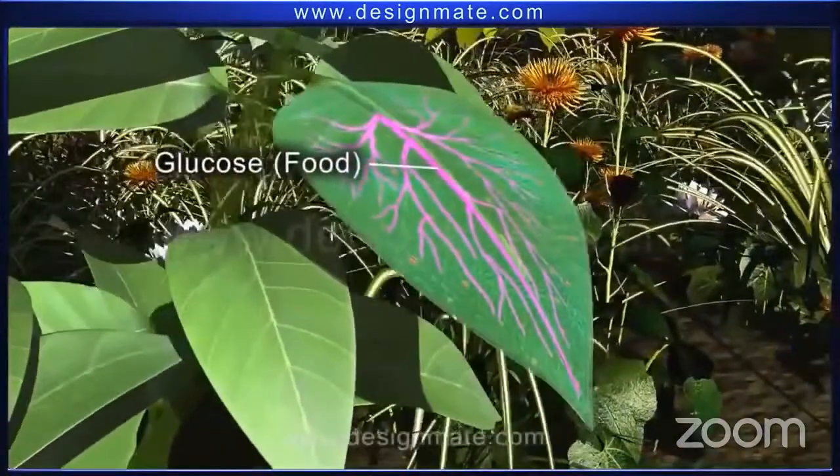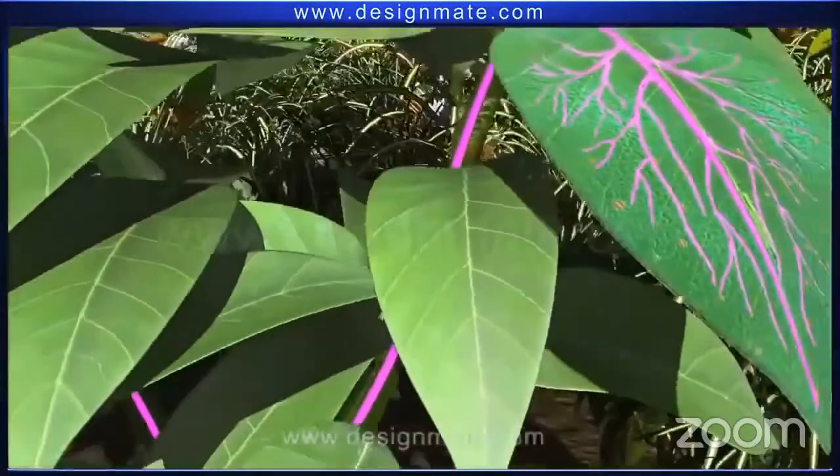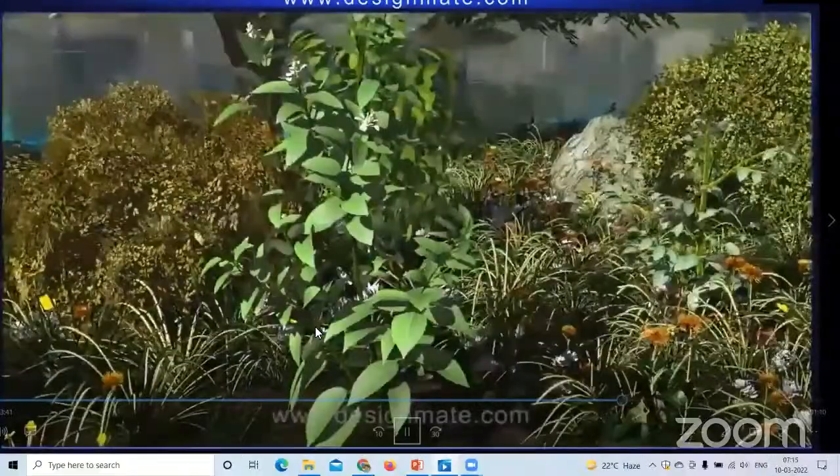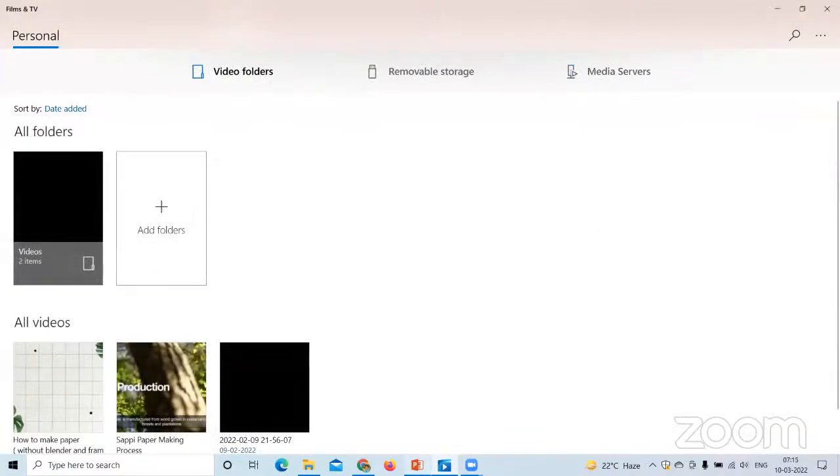The food prepared in the leaves is transported to various parts through the tubes. This is how the photosynthesis process occurs in plants, children. Okay.